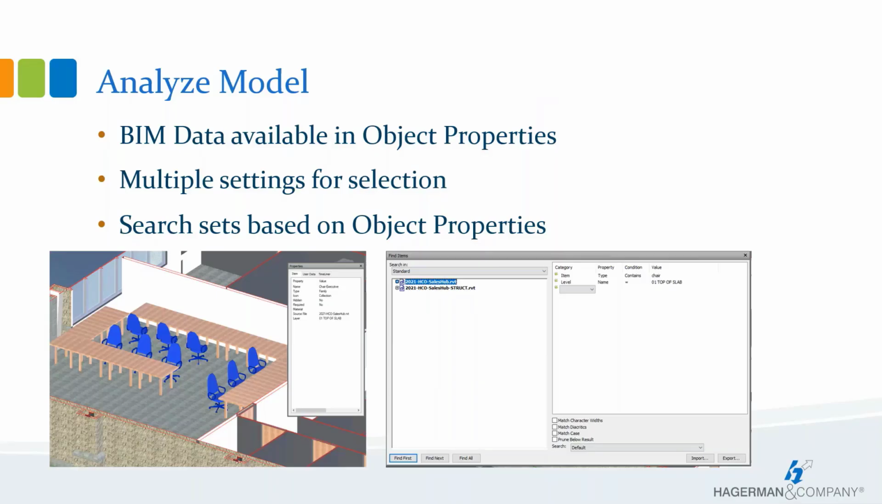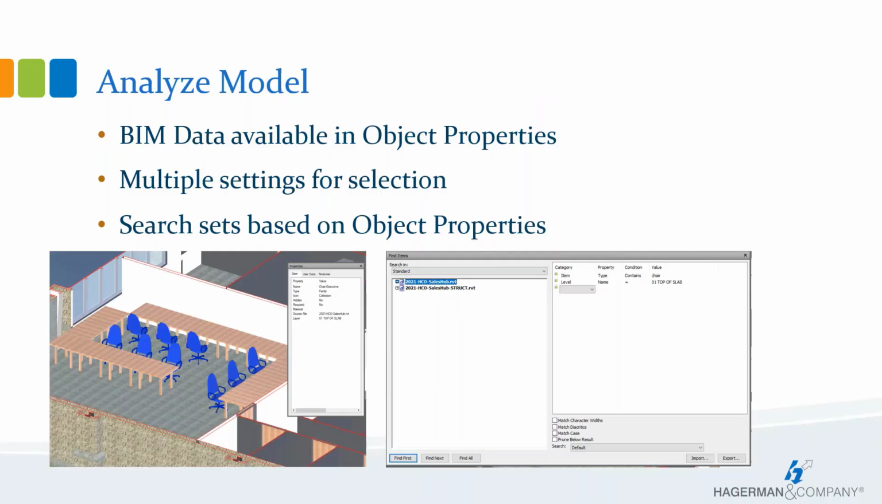Plus, the ability to add user-defined properties is pretty huge. The image on the left shows how I can easily examine object properties. Another helpful tool is the ability to easily create search sets based on these object properties. For example, the image on the right shows that maybe I want to create a search set that will find and select all of the chairs in the model, but only on the first floor. I can easily do that and save the search set for later.